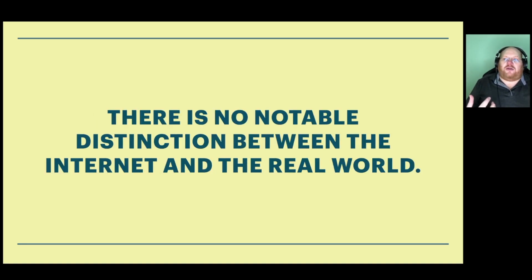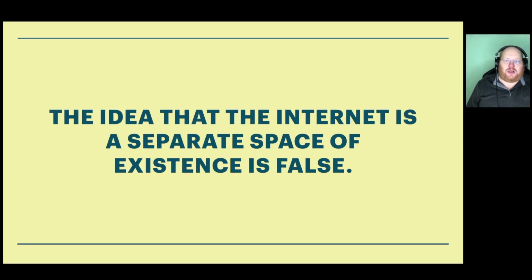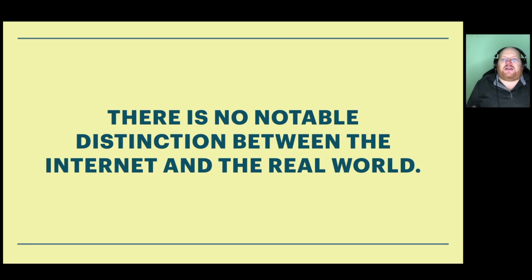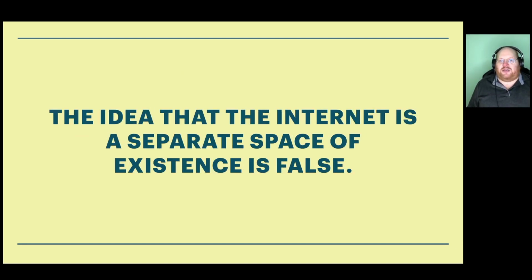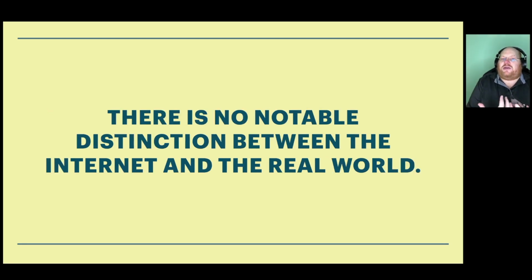Where this leads us is the idea that the internet is somehow separate from where we are, that there's an internet space, and then there's our existence, that these are separate things. That's false because it's so intertwined and connected. So it's fair to say that there's no notable distinction between the internet and the real world.